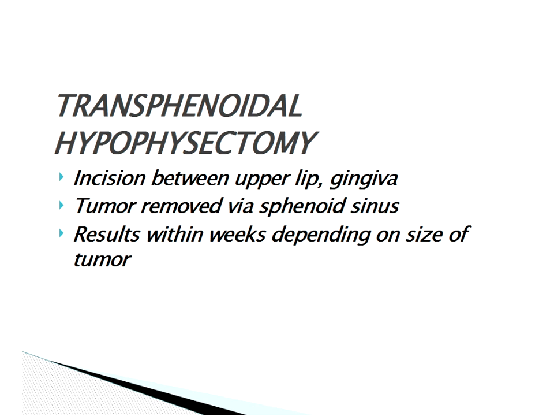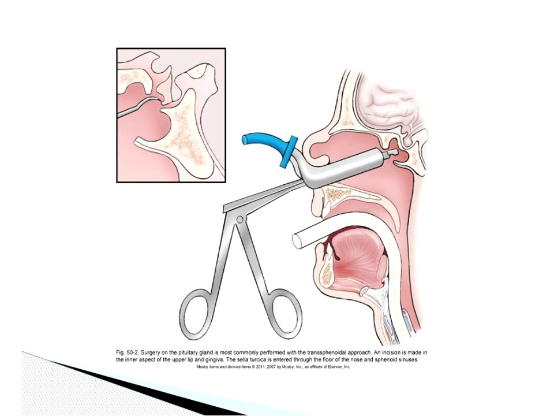The surgery that you'll need to be aware of is transsphenoidal hypophysectomy. The incision is made between the upper lip and the gingival tissue. The tumor is removed via the sphenoid sinus. Results can be expected within weeks of the growth hormone level falling, depending on the size of the tumor. This is a very sensitive area. It's very close to the brain, to the meninges, and so you want to be aware of that if you are taking care of this client post-operatively, which we'll talk about in a minute.